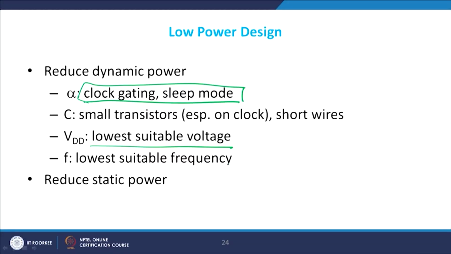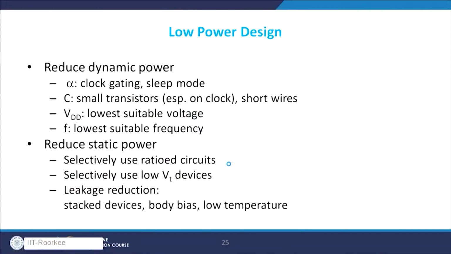You should also work with the lowest suitable voltage in all senses, and the reason being, if not, the power dissipation levels will typically be very large, and you require the lowest possible frequency. So, you should rely on small transistors and short wires, and this takes care of our low power design concept. So, how do you reduce your dynamic power? As I discussed with you: alpha, C capacitance, VDD, which is the lowest suitable voltage available to you, and F is the lowest suitable frequency. So this is dynamic.